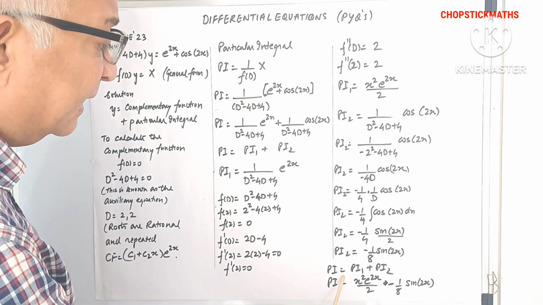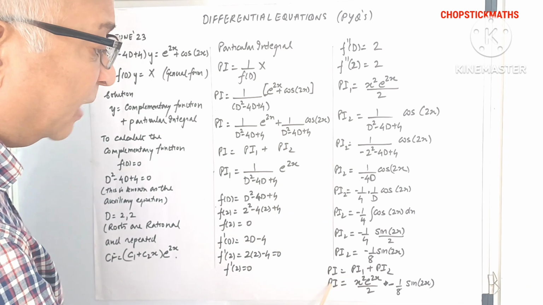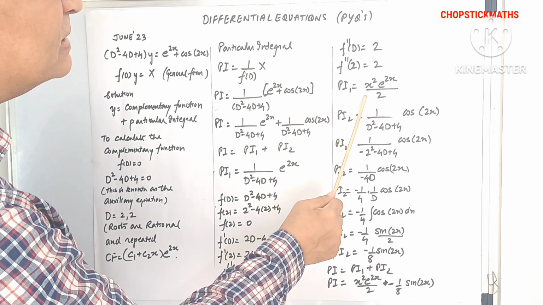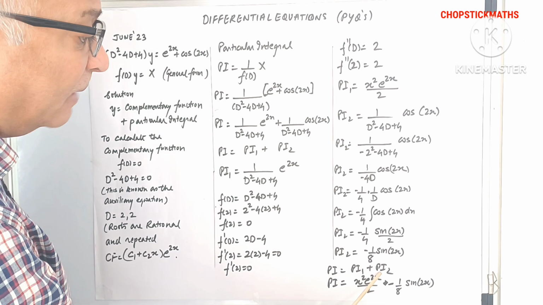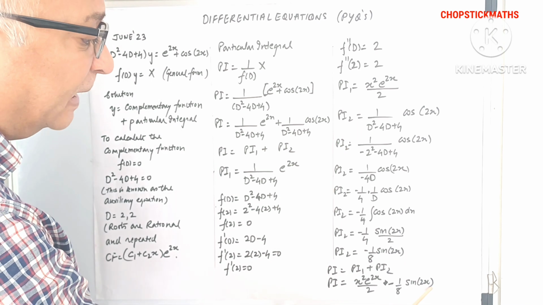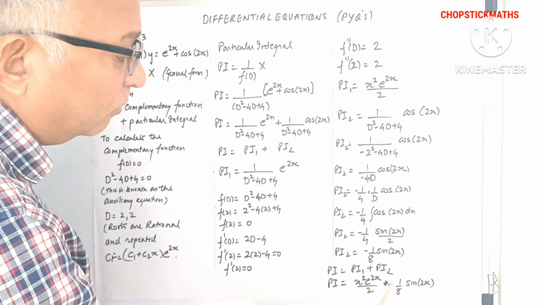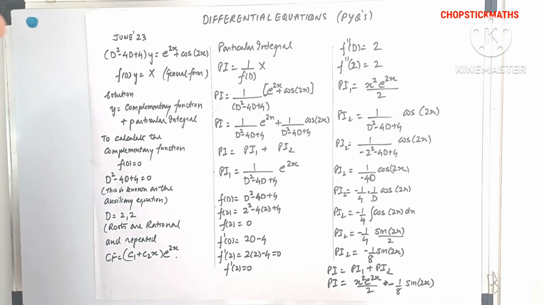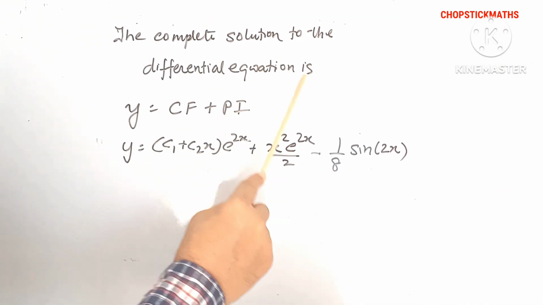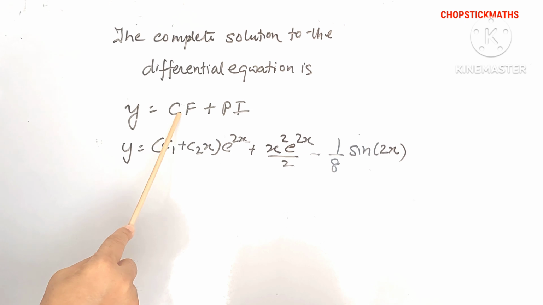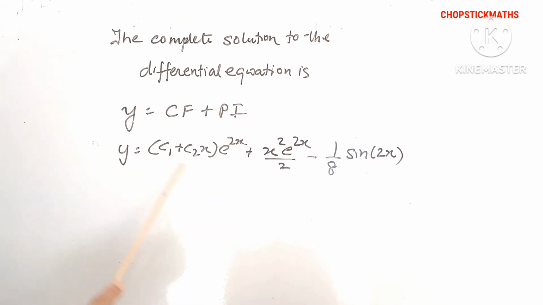Now PI = PI1 + PI2. Therefore, PI will be equal to PI1, which is x² e^(2x)/2, and PI2, which is −1/8 sin 2x. So PI = x² e^(2x)/2 − 1/8 sin 2x. Therefore, the complete solution to the differential equation is y = complementary function CF + particular integral PI. That is, y = (c1 + c2x)e^(2x) + x² e^(2x)/2 − 1/8 sin 2x.